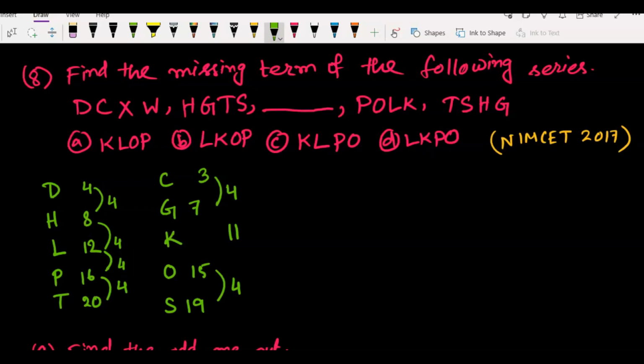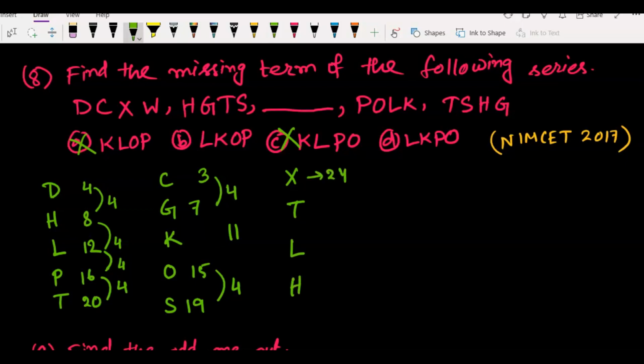Okay, then these options are eliminated. So B or D. Now we have to find for the third. So we have X, then T, then L, and then H.